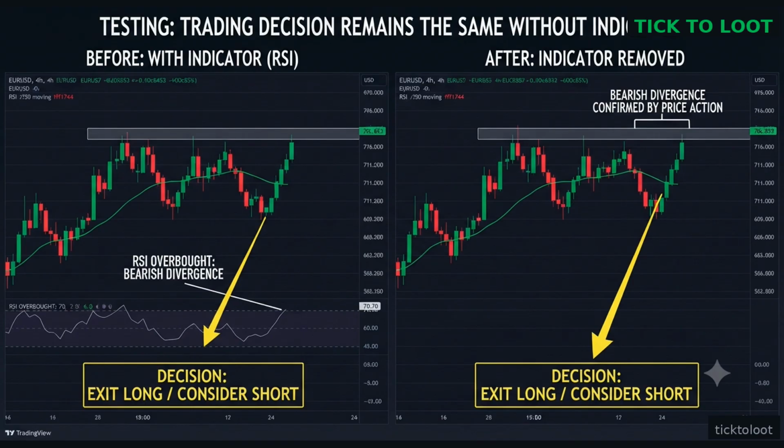So, how do we know if we have too many indicators on our chart? One way to test this is to remove an indicator and see if it changes our trading decision. If removing an indicator does not change our trading decision, then it is likely that the indicator is not adding any value to our strategy. In this case, we can remove the indicator and simplify our chart.